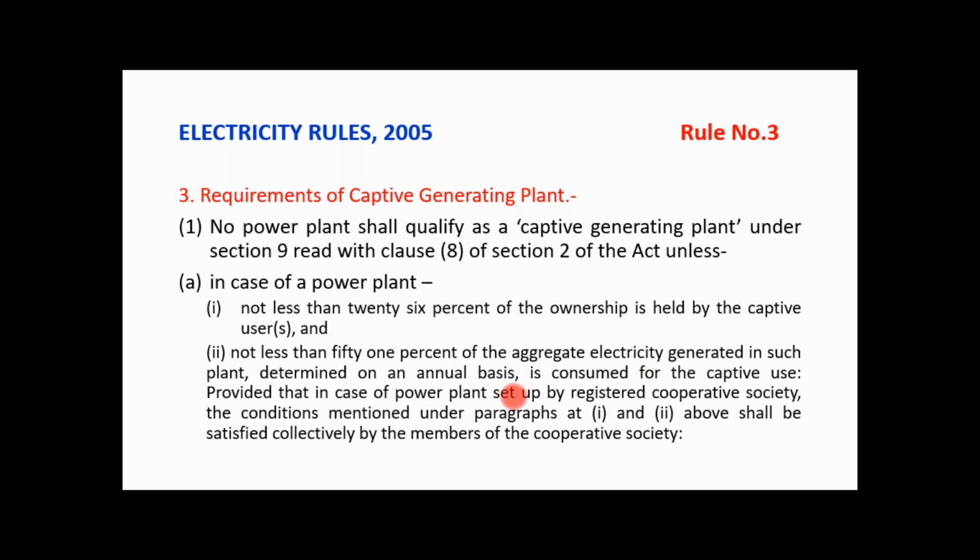Provided that in case of a power plant set up by a registered cooperative society, the conditions mentioned under paragraphs 1 and 2 above shall be satisfied collectively by the members of the cooperative society. If this criterion is not satisfied, that is, more than 51% of the aggregate electricity generated is not consumed by captive use, then there is flexibility in the condition that it should be registered as a cooperative society. So if points 1 and 2 are satisfied, then also we can call it a captive generating plant.